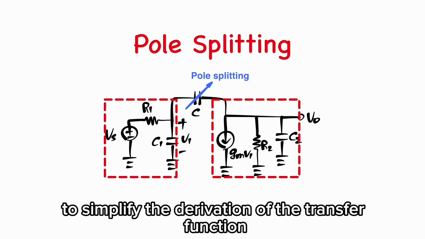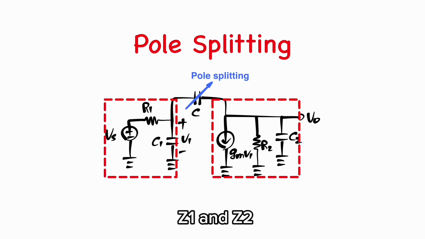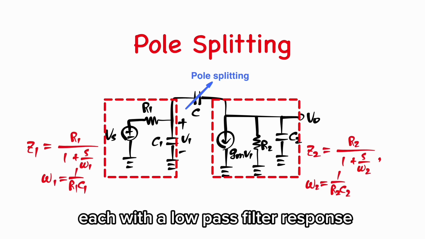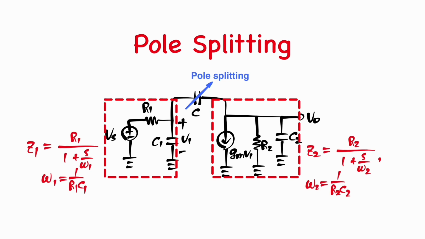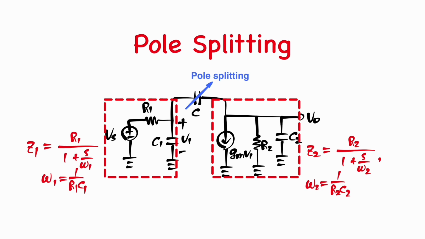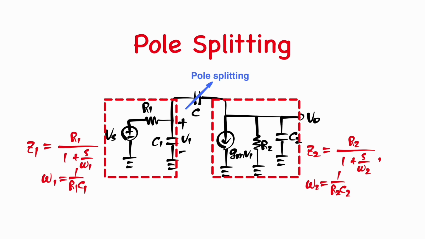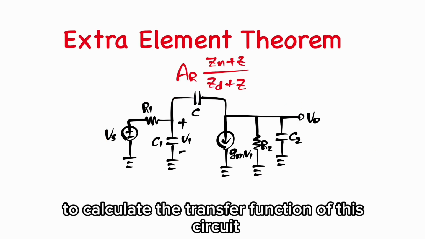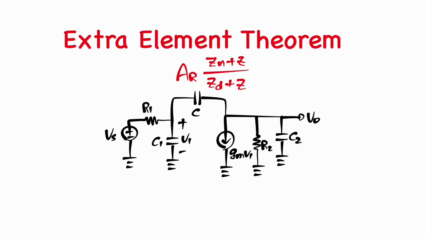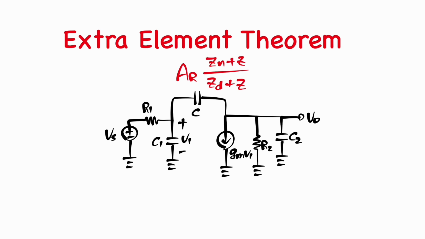To simplify the derivation of the transfer function, we will define two impedances, Z1 and Z2, each with a low-pass filter response. Z1 has a pole frequency at omega 1, and Z2 has a pole frequency at omega 2. To calculate the transfer function of this circuit, we will use the extra element theory again.